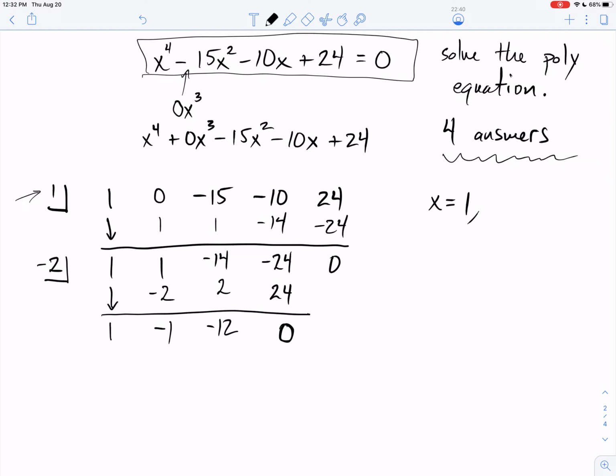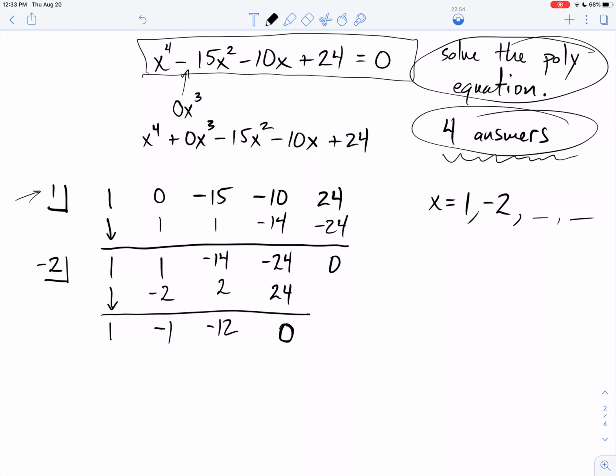What? Crazy. So I have another answer. X is equal to 1. X is equal to negative 2. And I have 2 more answers to fill in the blanks, and I will have solved this 4th degree polynomial equation. I started with 4th power. I found one of the answers. Then I went to 3rd power, found the other answers.